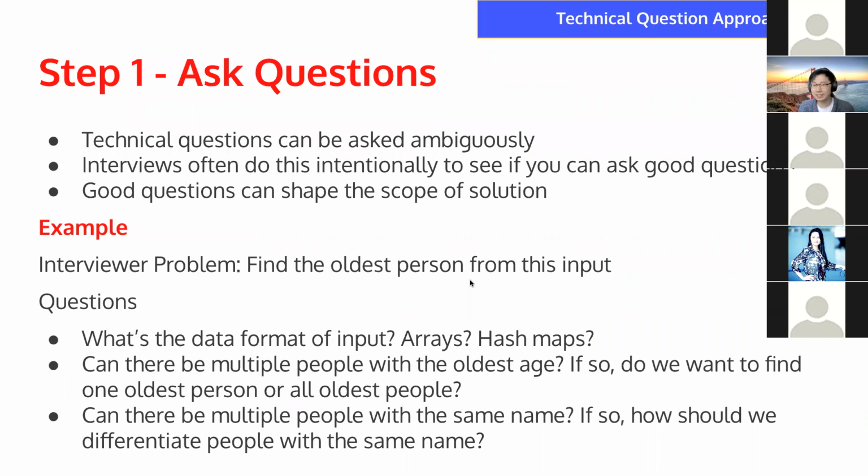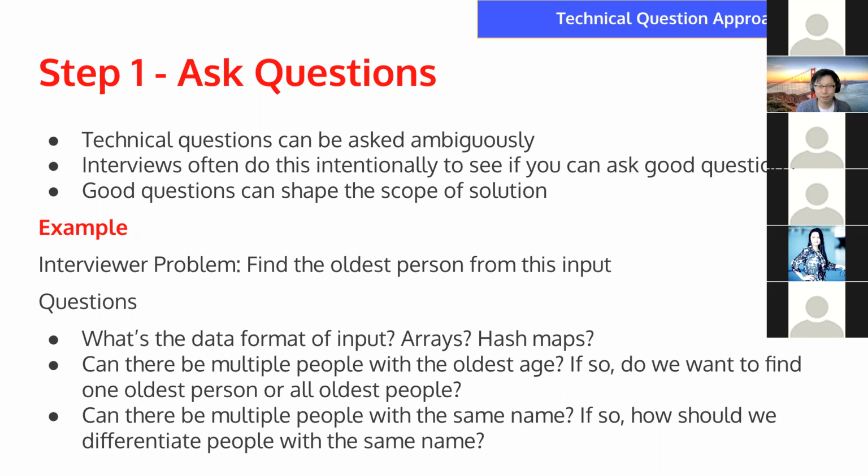Technical questions are often asked very ambiguously. And interviewers often do this intentionally to see if you can ask good questions and narrow down the scope of solutions. I'm sure a lot of people have been asked this question to get into a program, which is like, okay, how do you find the oldest person from this input? And I think the interviewers within our team noticed that some people do ask questions, whereas some other people would just jump straight into a solution, and that's totally fine. But the recommended practice here is to ask questions, right?